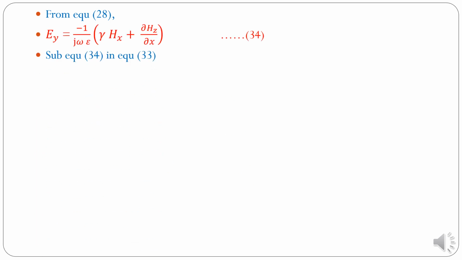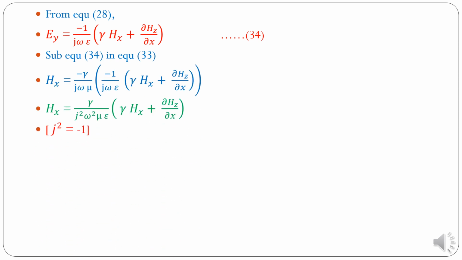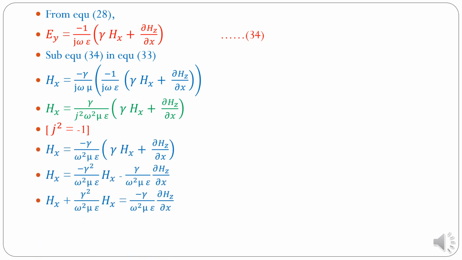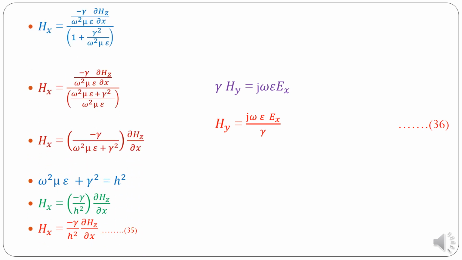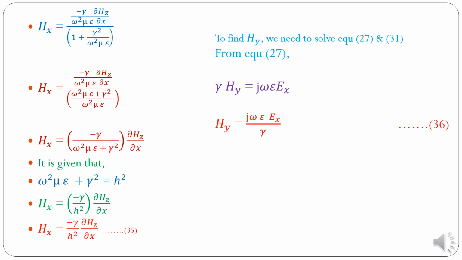So from this equation, both values can be expressed. If you want to explain in terms of Hx and Hy, you are going to determine the value of Hx and Hy. So we are going to determine the value in terms of electric field in z direction, magnetic field in x direction, magnetic field in y direction, and it is given that omega square mu epsilon plus gamma square is equal to h square. So you find Hx is minus gamma by h square dou Hz by dou x. Then gamma Hy is equal to j omega epsilon Ex, Hy is equal to j omega epsilon Ex by gamma.